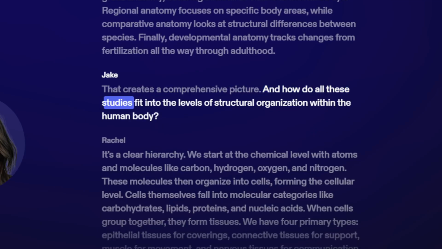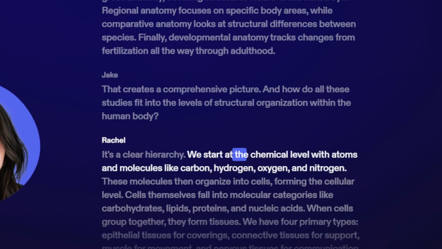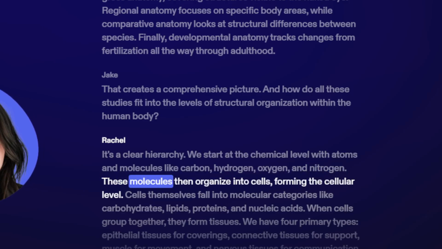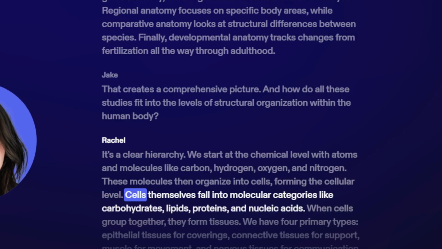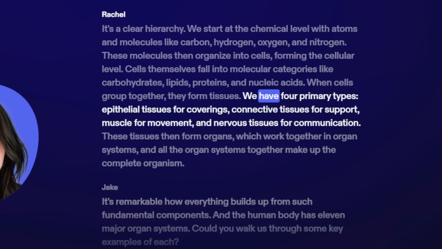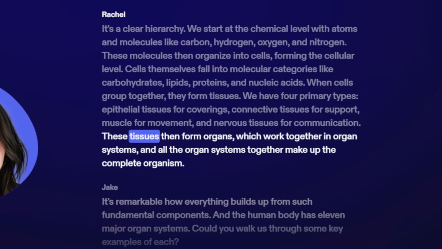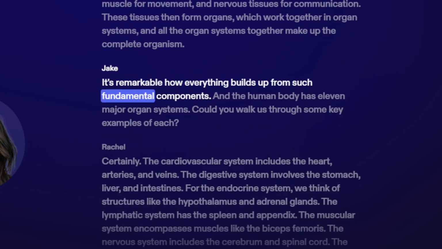And how do all these studies fit into the levels of structural organization within the human body? It's a clear hierarchy. We start at the chemical level, with atoms and molecules like carbon, hydrogen, oxygen, and nitrogen. These molecules then organize into cells, forming the cellular level. Cells themselves fall into molecular categories like carbohydrates, lipids, proteins, and nucleic acids. When cells group together, they form tissues. We have 4 primary types: epithelial tissues for coverings, connective tissues for support, muscle for movement, and nervous tissues for communication. These tissues then form organs, which work together in organ systems, and all the organ systems together make up the complete organism. It's remarkable how everything builds up from such fundamental components.